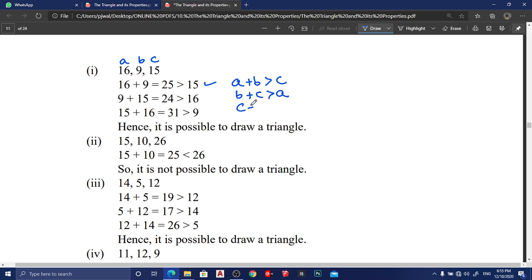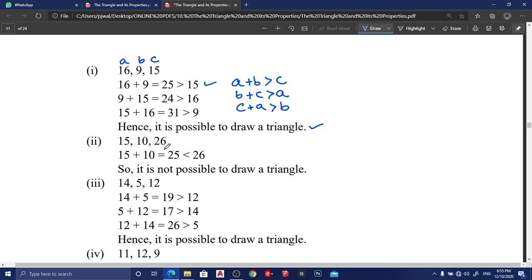Next, c plus a. What is c here? 15 and 16: 15 plus 16 is 31. This is also greater than the third side b. So these three sides belong to a triangle, and it is possible to draw a triangle. This is the procedure to find out whether the given lengths of three sides belong to a triangle, that is, whether it is possible to draw a triangle.